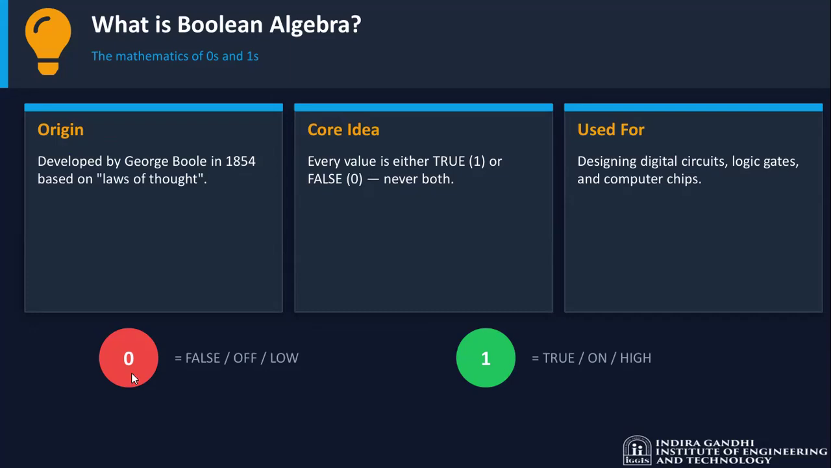So can you see these two circles, one red and one green? The red 0 means false, off or low, and the green one stands for true, on or high. And Boolean algebra can be used for designing digital circuits, logic gates, and computer chips.